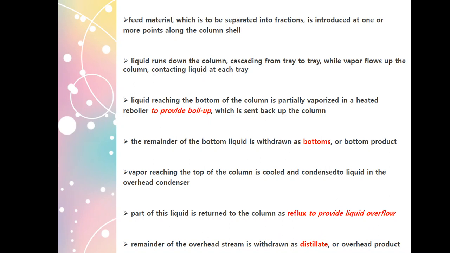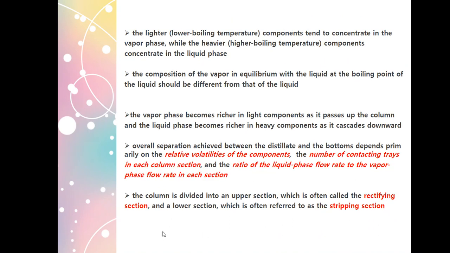So the remainder of the overhead stream that was condensed is withdrawn as distillate or overhead product, which we refer to as the final product. Now, the lighter, low boiling temperature components in distillation tend to concentrate in the vapor phase because that's the primary goal, while the heavier, higher boiling temperature components concentrate in the liquid phase. So the composition of the vapor in equilibrium with the liquid at the boiling point of the liquid should be different from that of the liquid. Now, the vapor phase becomes richer in light components as it passes up the column, and the liquid phase becomes richer in heavy components as it cascades downward.